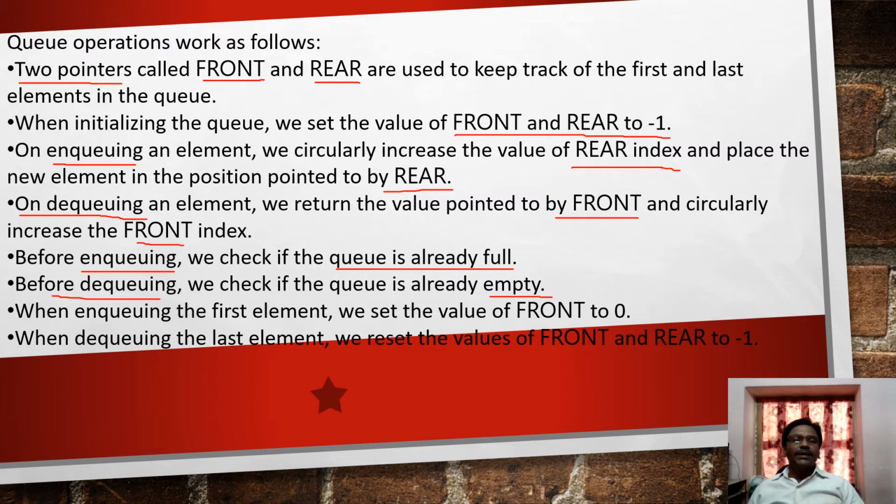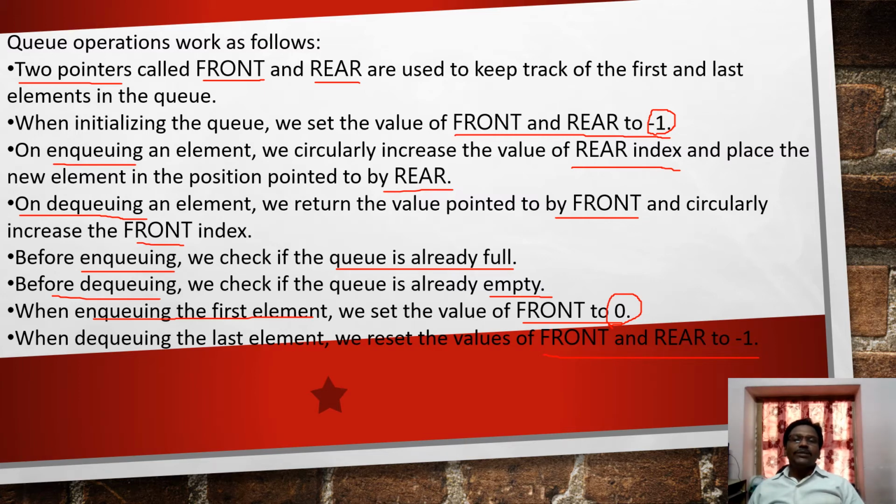When enqueuing the first element, we set the value of front equal to 0, because if it is the first element, the initial value is 0. So the first element is initially set to 0. When dequeuing the last element, we reset the values of front and rear to -1.